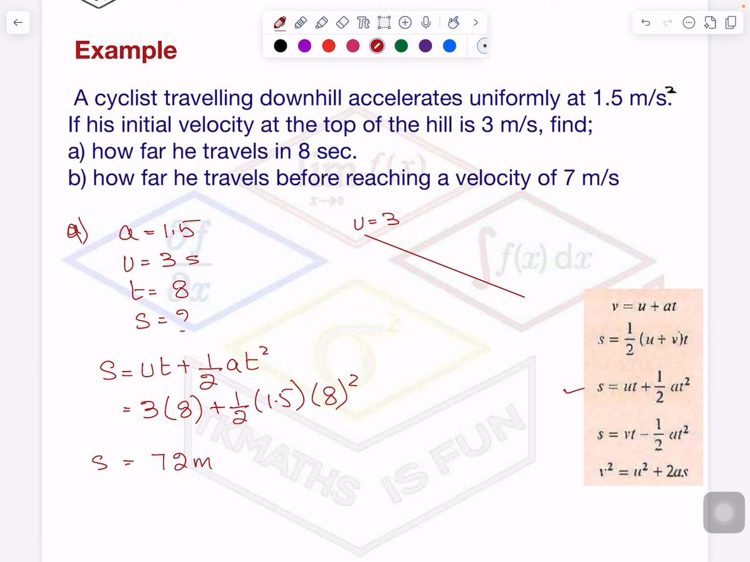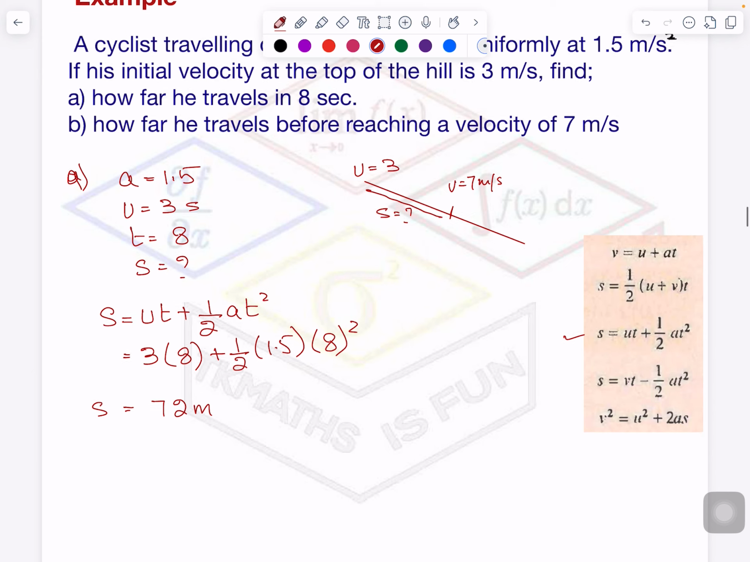Okay, so part B: how far he travels before reaching a velocity of 7 meter per second. So in 8 seconds, this is the velocity. Now, when the velocity was 7 meter per second, it started with 3. So maybe somewhere here, the velocity is 7 meter per second. So what was the distance at that time? This is the question. So now, what information can I use here?